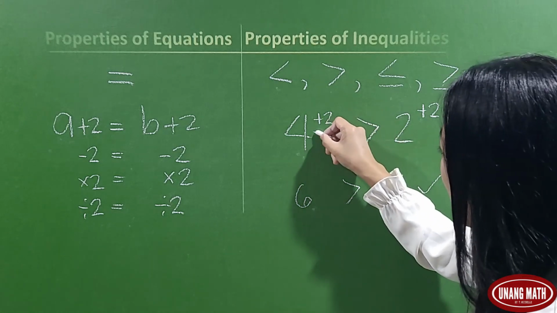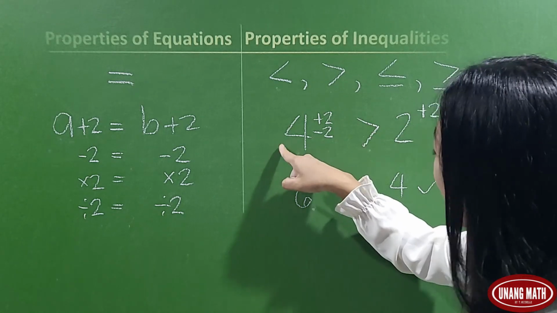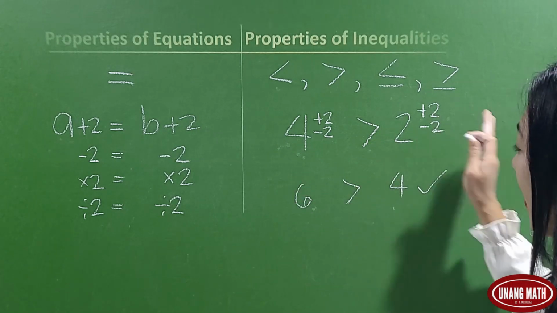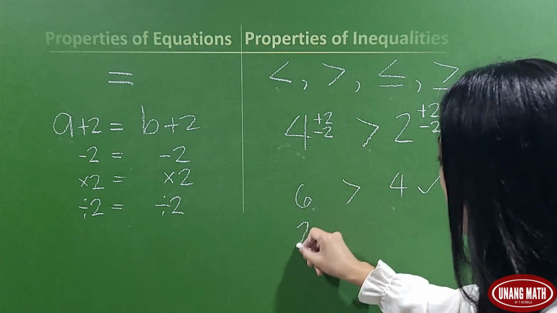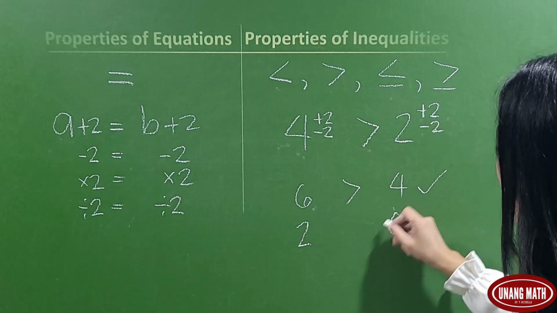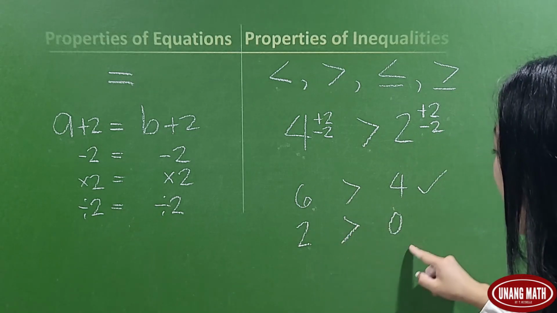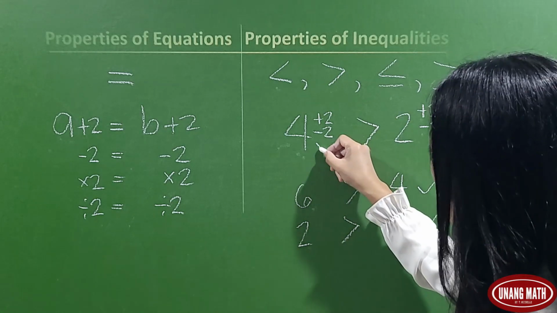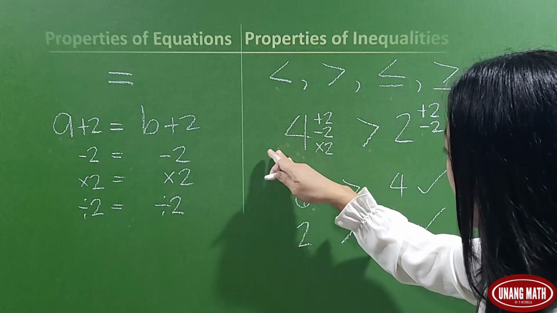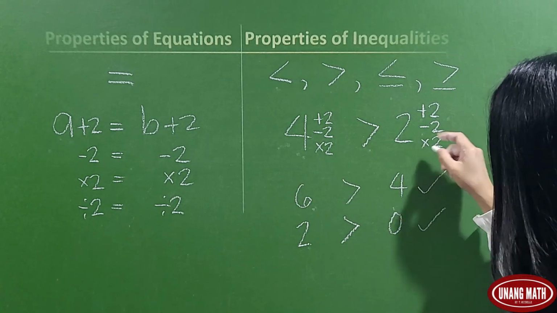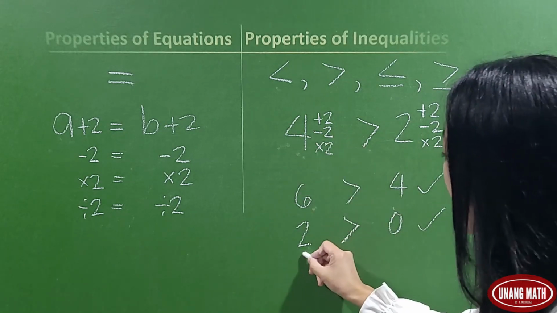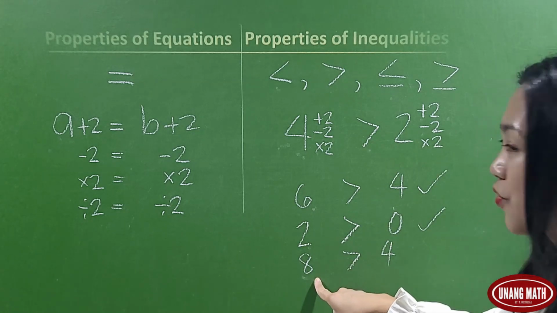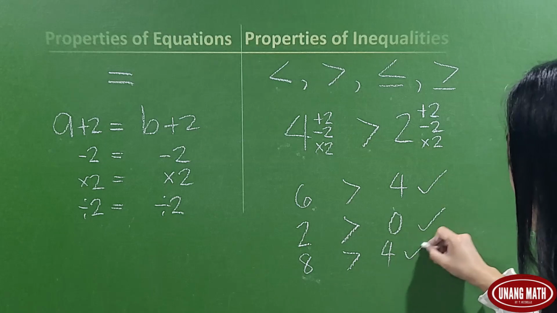Okay, if we subtract 2 on this left side of this inequality, subtract 2 also on this right side. Okay, 4 minus 2 is 2, and 2 minus 2 is 0. 2 is greater than 0, so this is true. Okay, what about if we multiply 2 on the left side and multiply also 2 on the right side? So 4 times 2 is 8, and 2 times 2 is 4, so this is true. 8 is greater than 4.